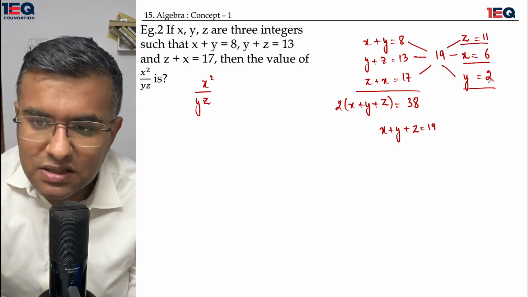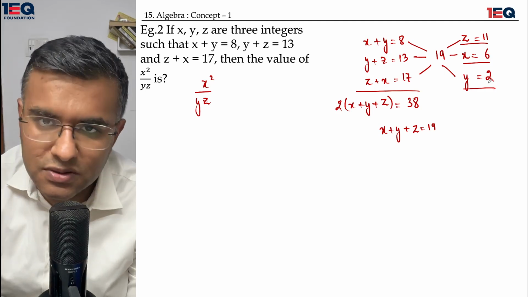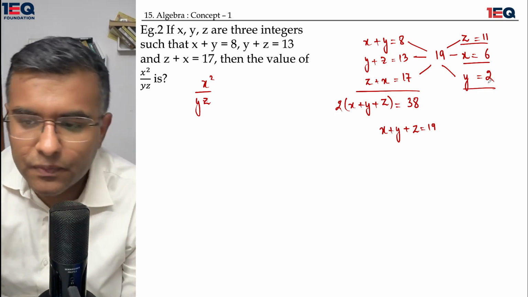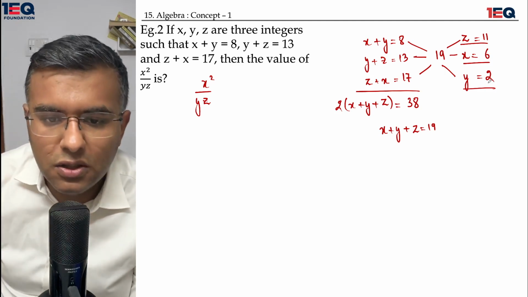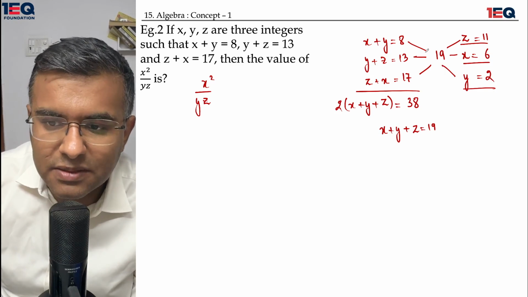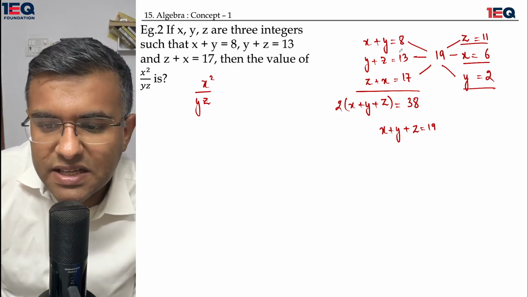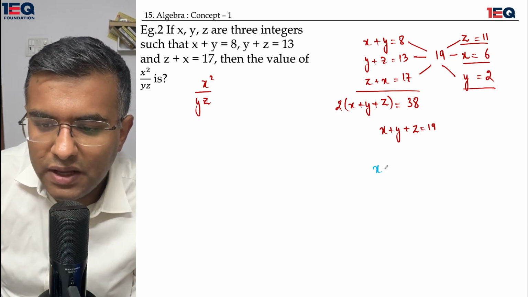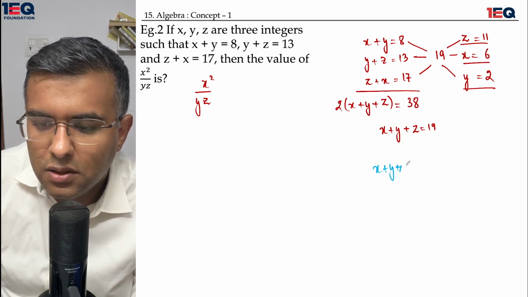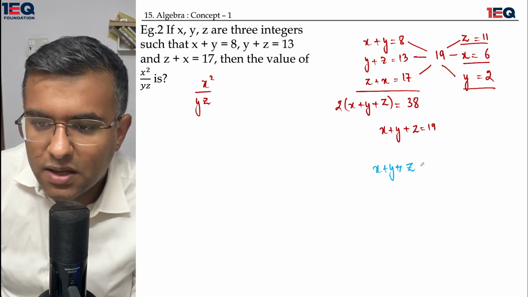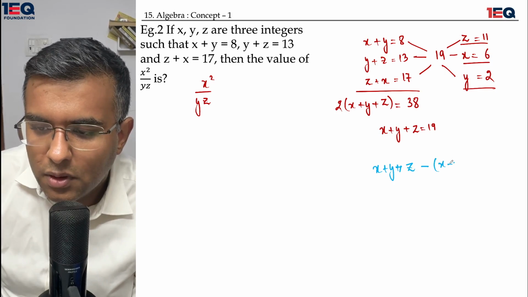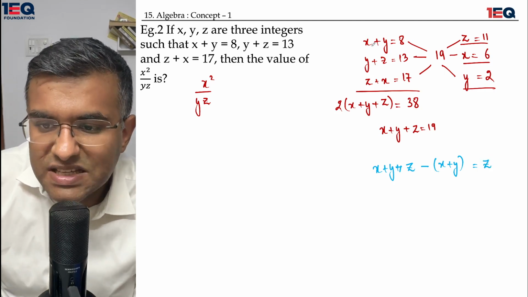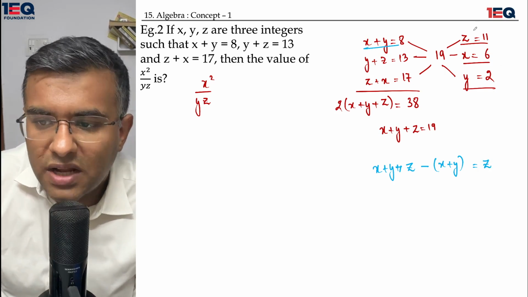Every time there is a three equation three variable concept, this is the first thing that you're supposed to do. Find out the sum of all the variables by adding up all the equations together. Once that is achieved, then you can do the hide and seek method. What does the hide and seek method mean? In the first equation, the missing variable is z. So if I do a simple operation of x plus y plus z minus x plus y, this would give me my variable z, which was missing in the first equation.